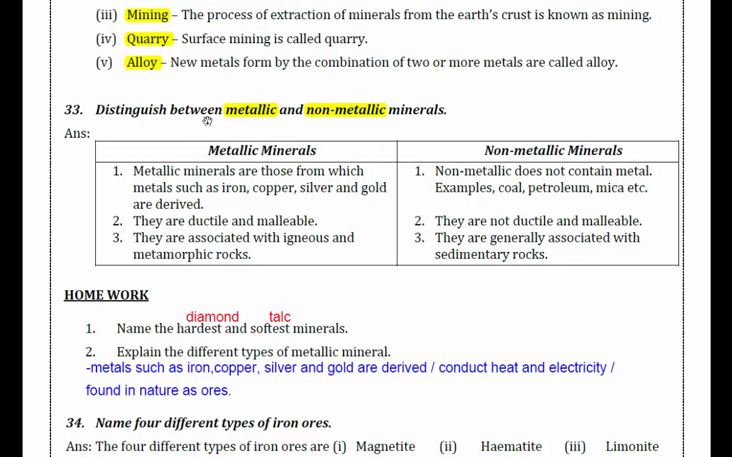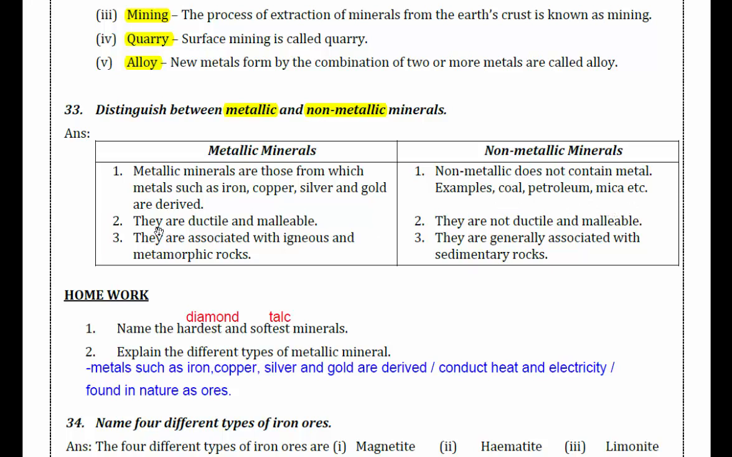Difference between metallic and non-metallic minerals. Metallic minerals are those from which metals such as iron, copper, silver and gold are derived. Okay, derived from all these minerals. Non-metallic does not contain metals. One of the examples is coal, petroleum, mica, etc.